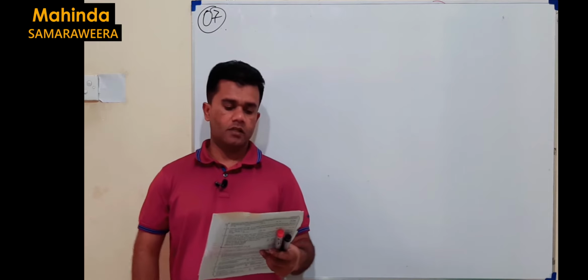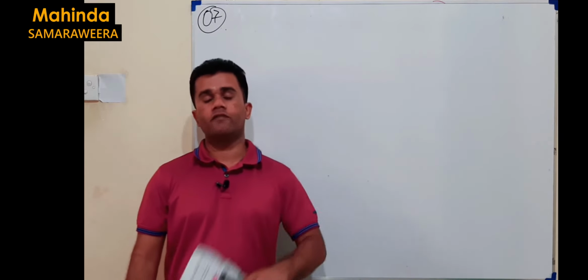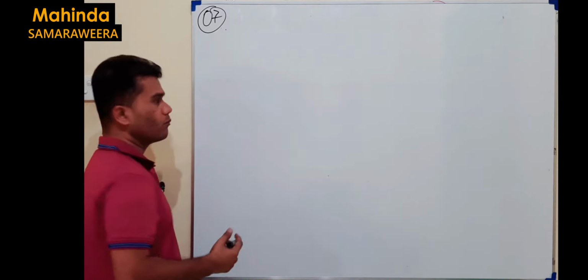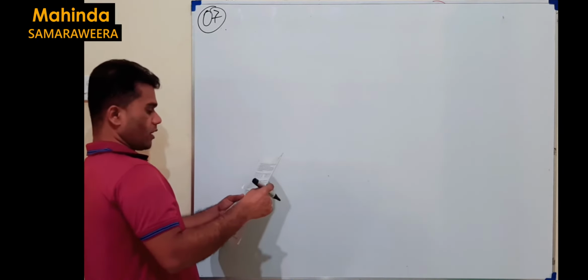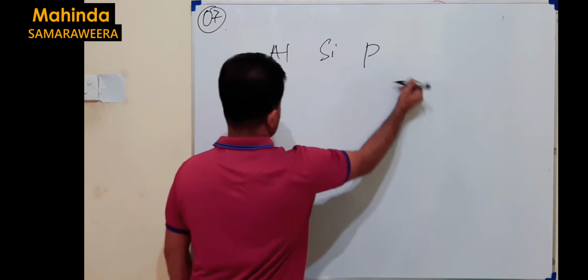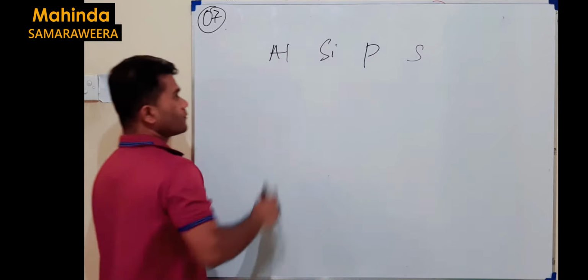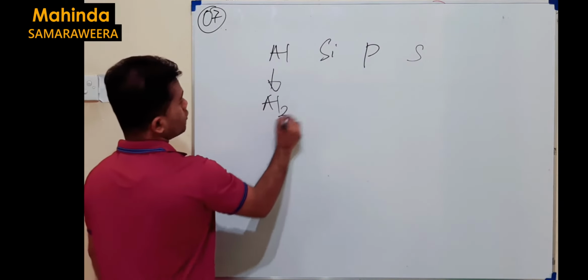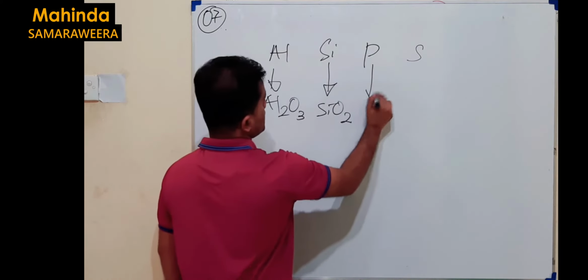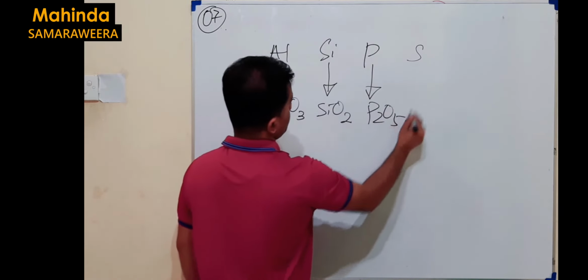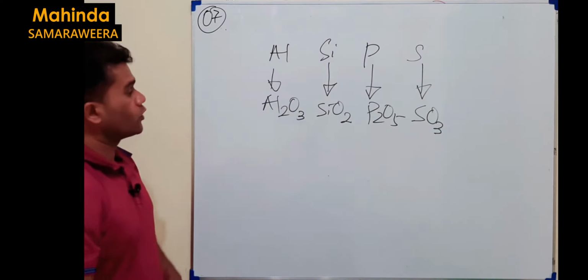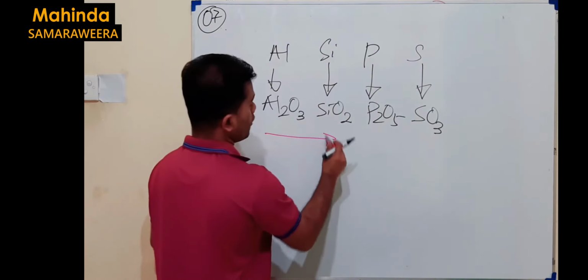Question number 7, several oxides are given, the correct order of acid strength. Maybe you remember we learned that in the P block. These are the elements you are given: aluminium, silicon, phosphorus, sulfur. Then the oxide formed by aluminium is Al2O3, silicon is SiO2, phosphorus is P2O5, sulfur is SO3. These are the oxides we have. You know what happened to electronegativity going from here to here?